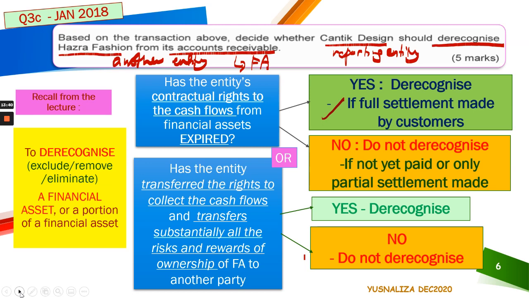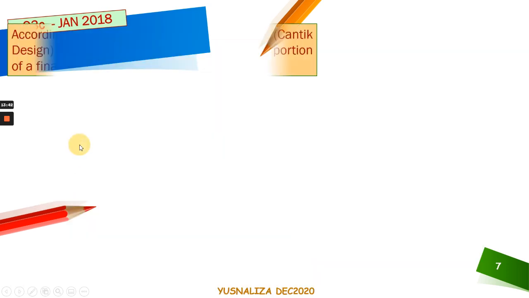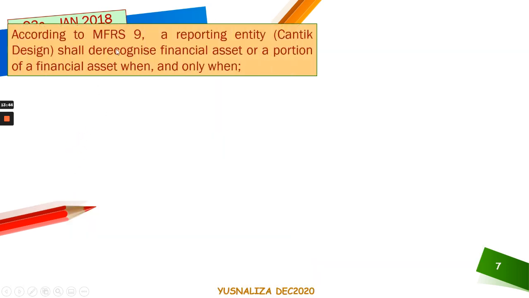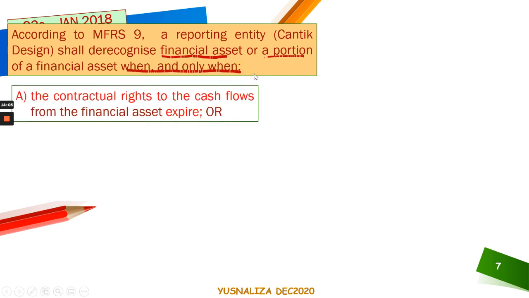How do you write the sentence? This is how we write the sentence. According to MFRS 9, you need to put the principle first. The reporting entity shall derecognize a financial asset, here is Hazra Design, or a portion of it, when and only when the contractual right to the cash flow from the financial asset expire. So in our case, I say yes.